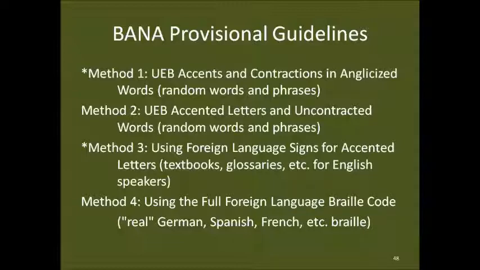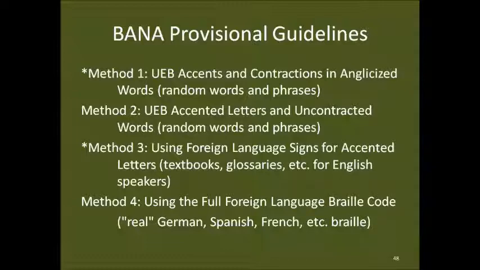Method 2 is basically the same thing as method 1. It's just that it's uncontracted. So methods 1 and 2 would use the modified marks that we just talked about. It's just that method 1 uses contractions and method 2 does not. But in both cases, we're talking about random words and phrases that show up in otherwise English context.